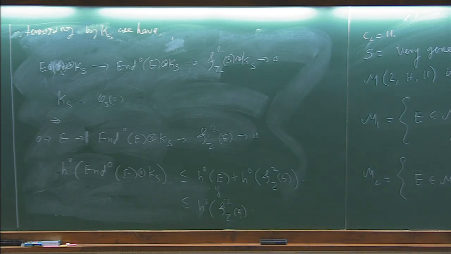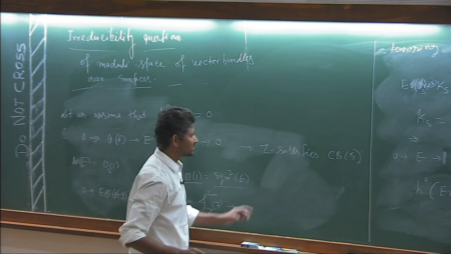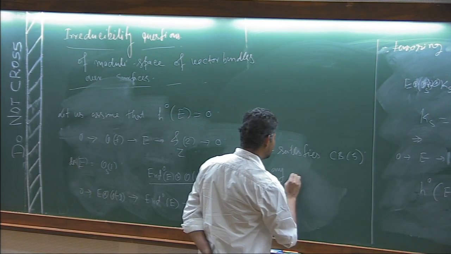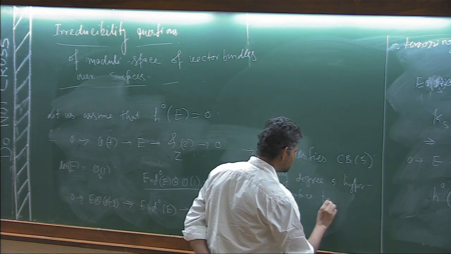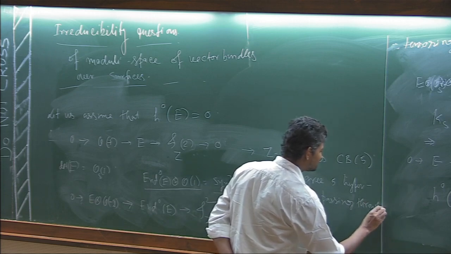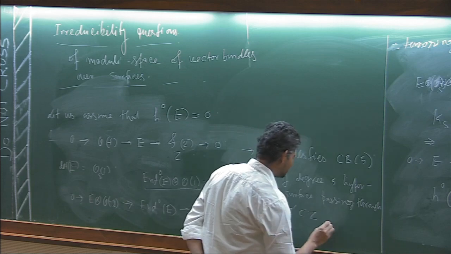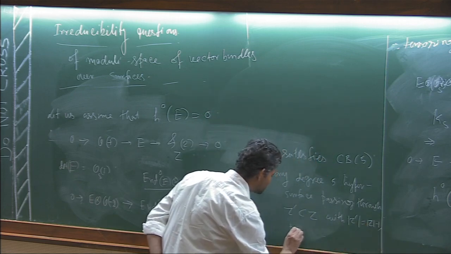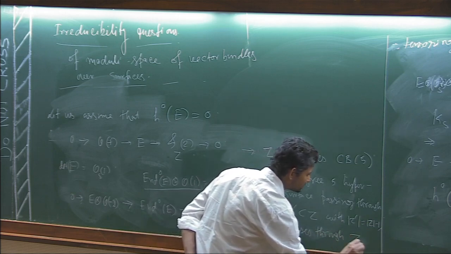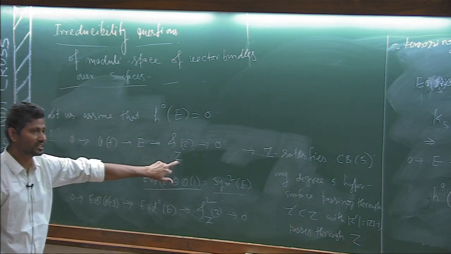One more thing I forgot to mention: when I write down this exact sequence, this z always satisfies the Cayley-Bacharach property. So here I should say that z satisfies CB5. It means any degree 5 hypersurface passing through z prime containing z with colength 1 passes through z. Because it's a locally free vector bundle, z has to satisfy the Cayley-Bacharach property for O5.